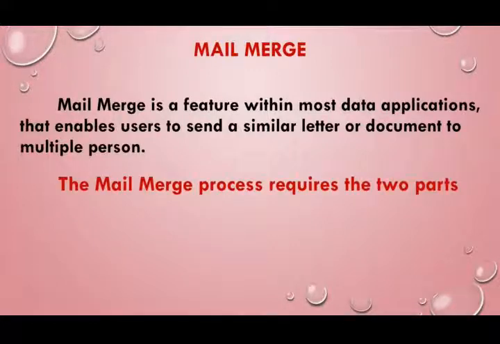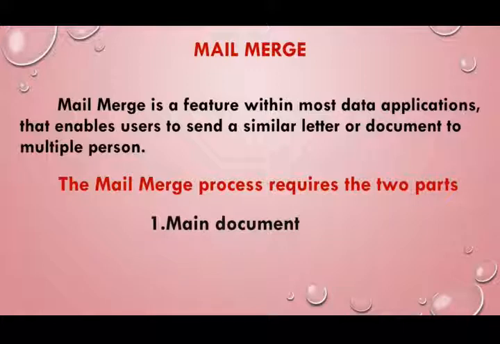First, the mail merge process requires two parts. First part is the main document. The document that contains the letter or text which is to be sent is called the main document. And the next one is the data source. Data source means the file where all the addresses of the receivers are stored. At last, the process of combining the main document with the data source is called merging. After merging, we will get a final document called the merged document.